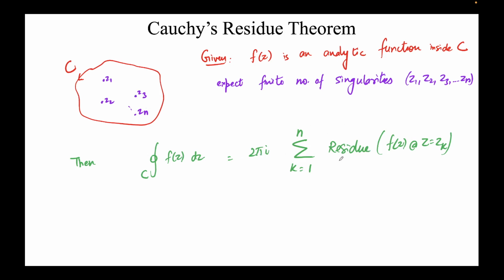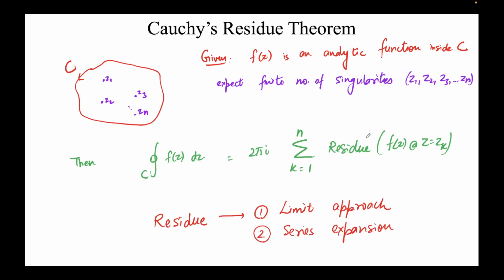But the next question then arises: how do we evaluate the residues at these singularities? We can evaluate the residues using two approaches. The first one is the limit approach, which is beneficial when we have simple poles. The second approach is the series expansion, which we use typically for exponential functions or trigonometric functions.